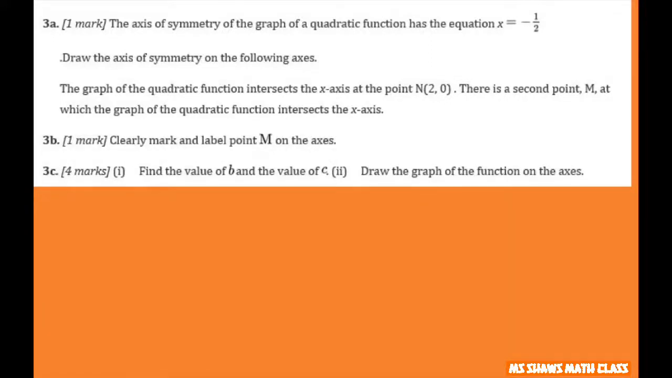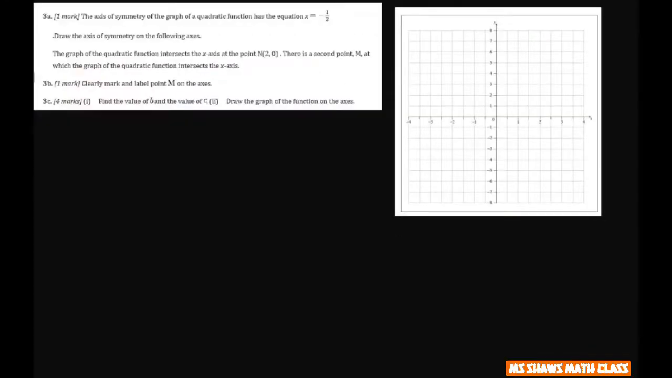Hi everyone. The axis of symmetry of the graph of a quadratic function has this equation, x equals negative 1 divided by 2. We're going to draw the axis of symmetry on the following axis, and then we're going to answer these questions. So the axis of symmetry is here.